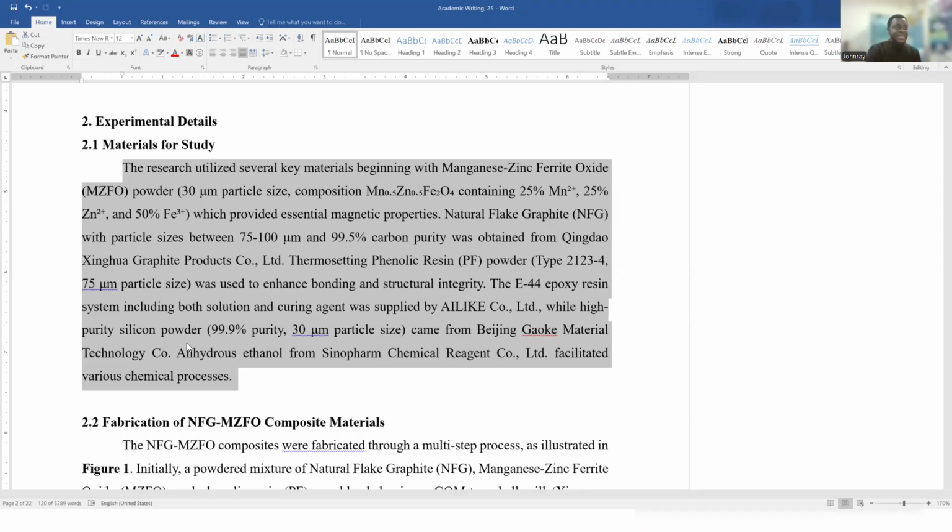So it's very important. It is in detail. It's a pure 99.5 carbon purity was obtained from the graphic company. He has stated the company where he or she got it from. So very important: if you're using materials, you must state them in detail. You must state. That also applies to other people who are using questionnaires or other methods. You must also state where you are getting your sample from, or the location.